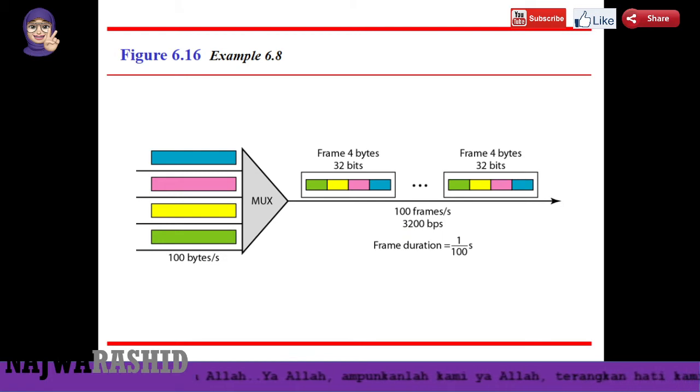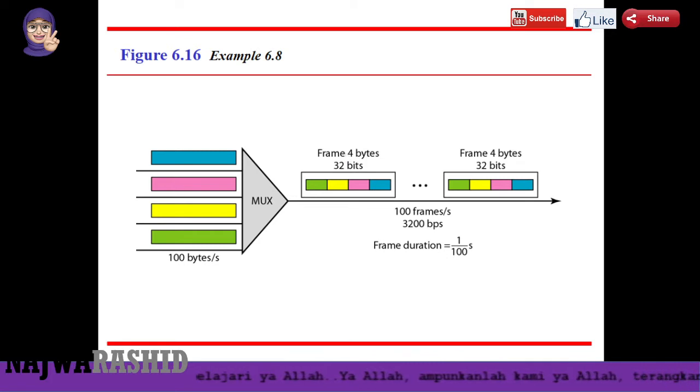You look at this figure. We have 4 channels. Each channel has 100 bytes per second. When we multiplex 1 byte per channel, we take 1 byte from blue, 1 byte from pink, 1 byte from yellow, and 1 byte from green. We combine them together in order to create one frame. So in one frame we have 4 bytes. 4 bytes, when we change to bits, is equal to 32 bits because 1 byte is equal to 8 bits.